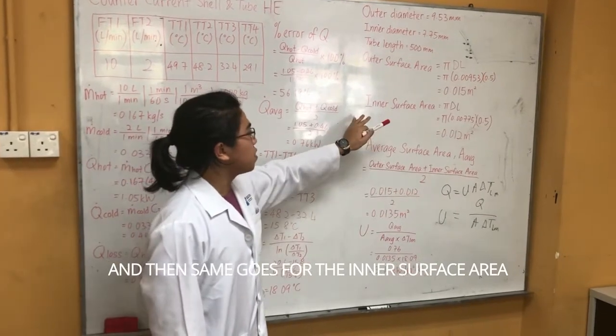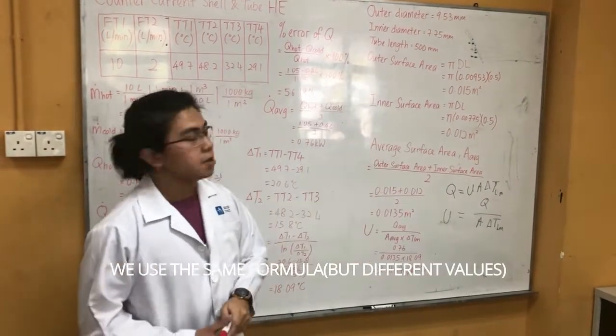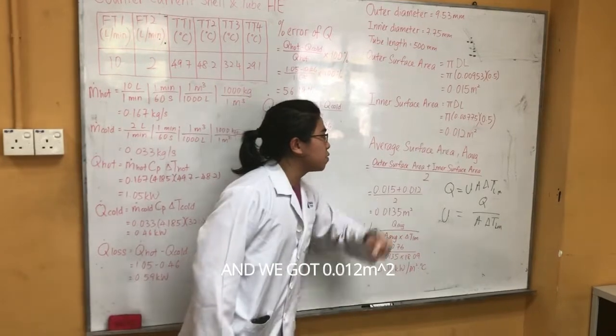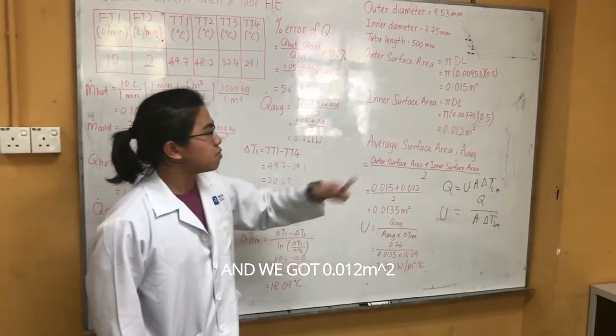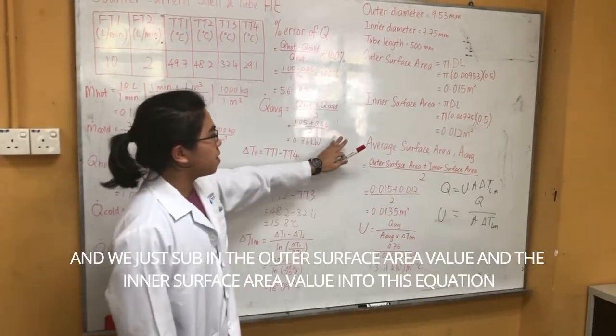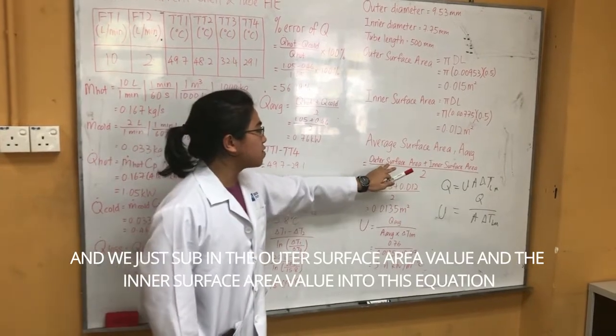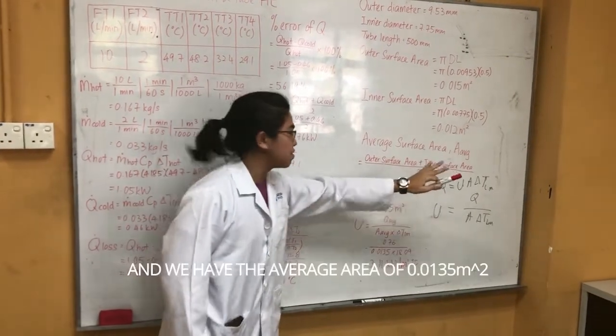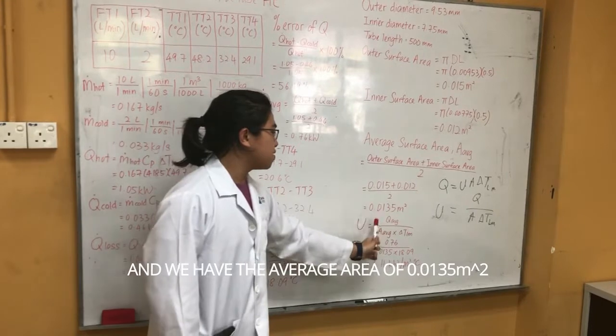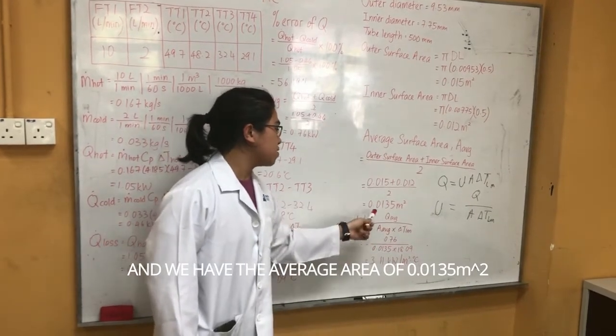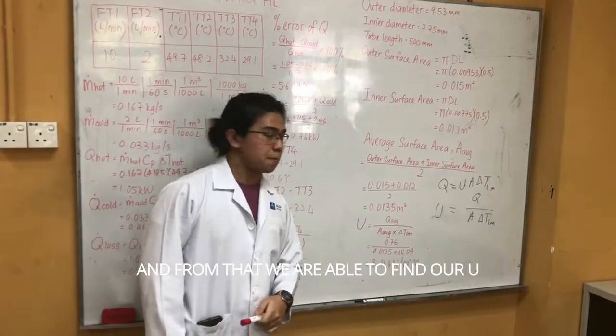And then same goes for the inner surface area. We use the same formula, and we got 0.012 meters squared. And then from that, we just substitute the outer surface area value and the inner surface area value into this equation, and we have the average area, which is 0.0135 meters squared.